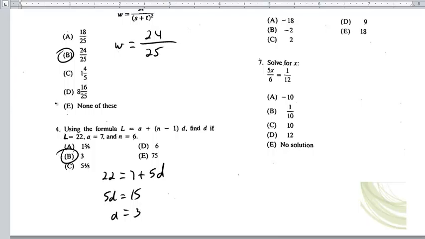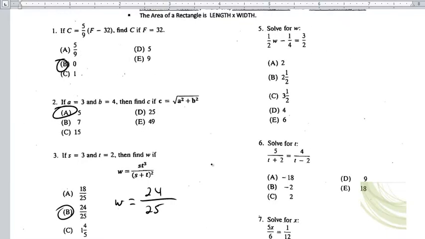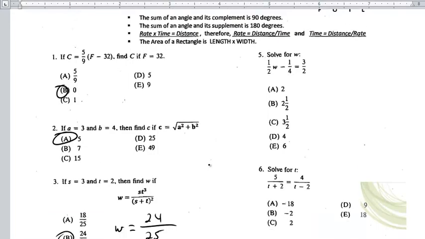Okay? Minimal writing down if you can help it. When the problems get tougher, then it's a different story.